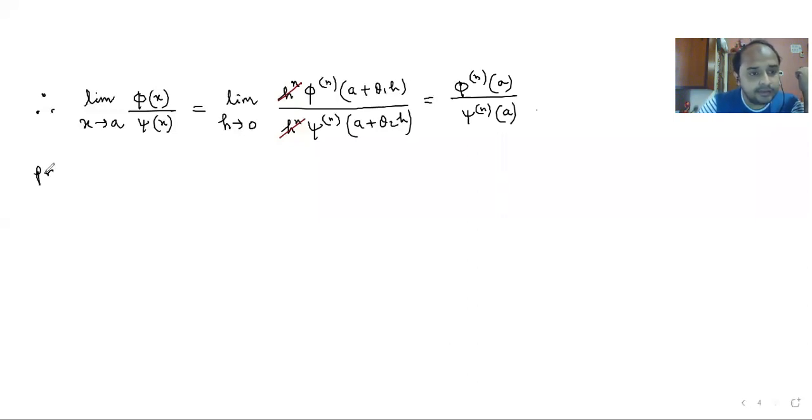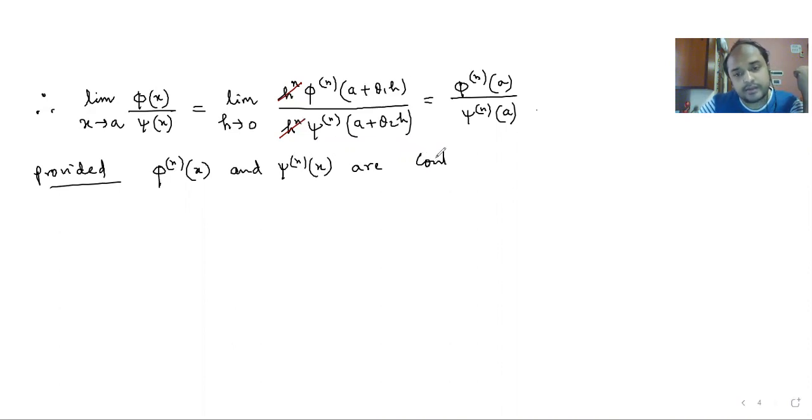provided, this part is very important, provided phi n x and psi n x are continuous at x equal to a. This will not be applicable to any discontinuity. Okay, so this is the result.